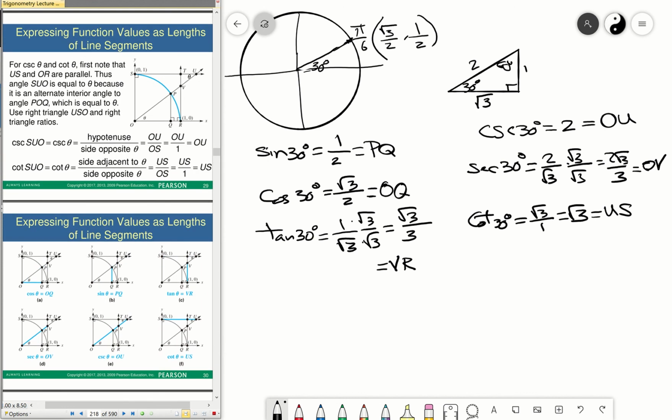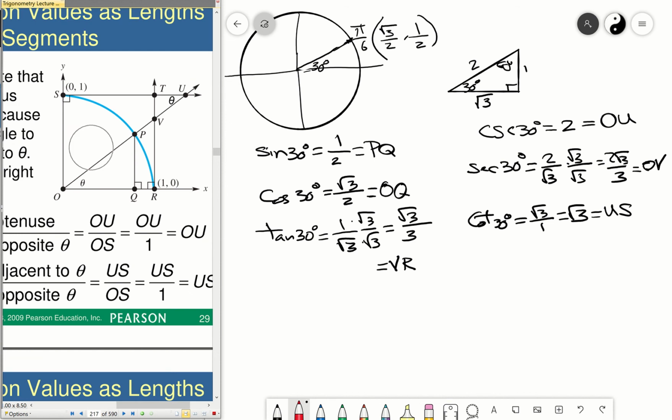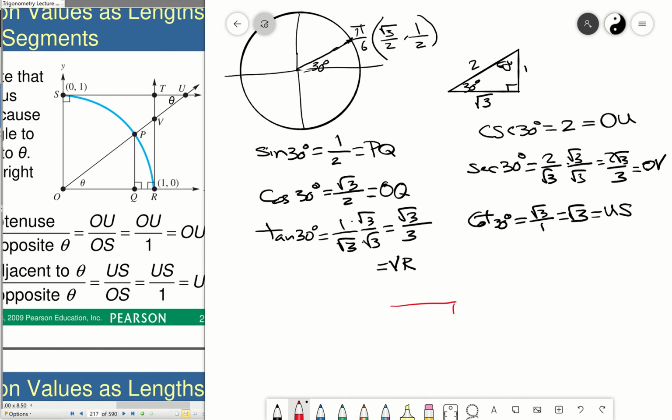So what we just did was, in this picture right here, the original one we were looking at, we just found the lengths of PQ, OQ, VR, OU, OV, and US, using what we already knew about the sine, cosine, tangent, cosecant, secant, and cotangent of 30 degrees. And that should bring us to the end of this lecture.